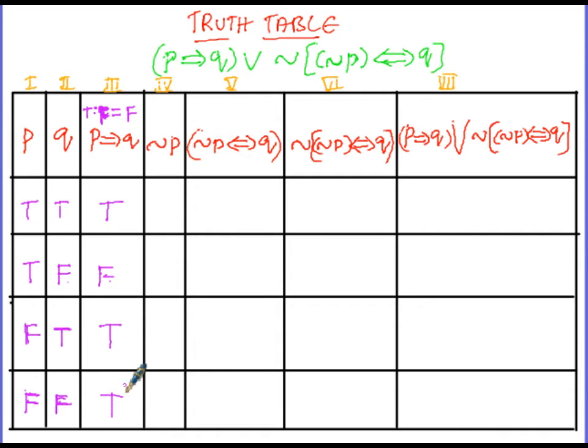Because there is no other way. So here it is T and T, so it is F and T, and it is F and F. We need only the statement P to be true and the statement Q to be false, because only then P implies Q will be false.